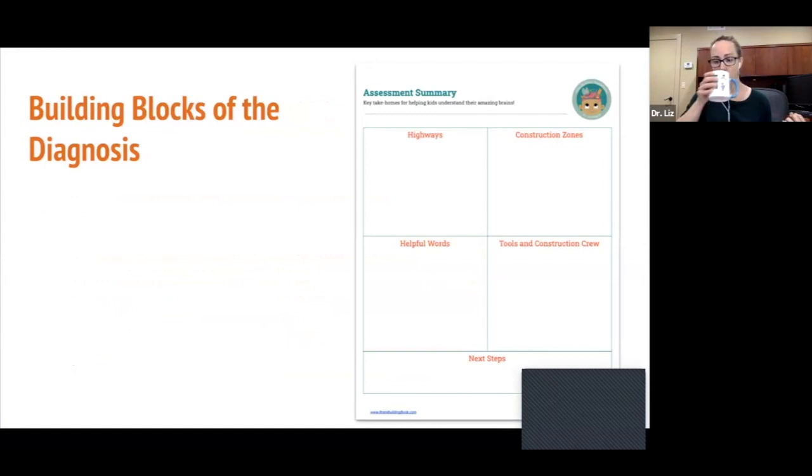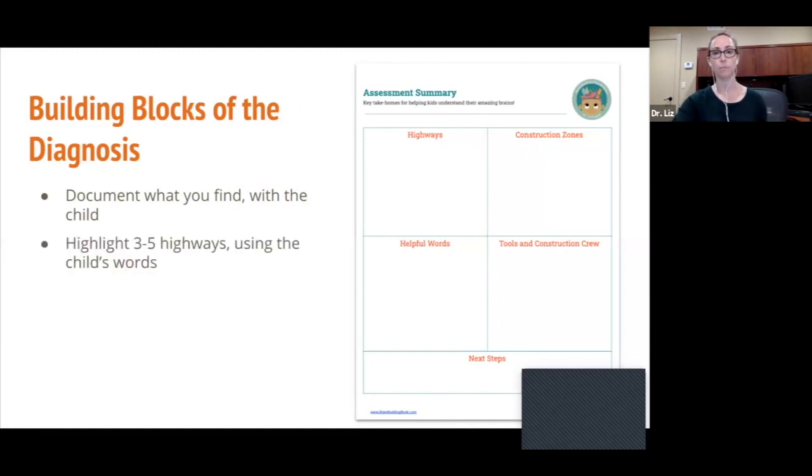Now, because we're thinking about this diagnosis as part of a whole feedback model and a whole process, we already have the building blocks of making this diagnosis. So throughout the assessment with the child, you've been talking to them about their highways and their construction zones and documenting what you find in their words.